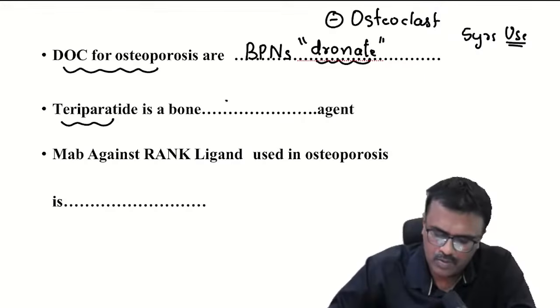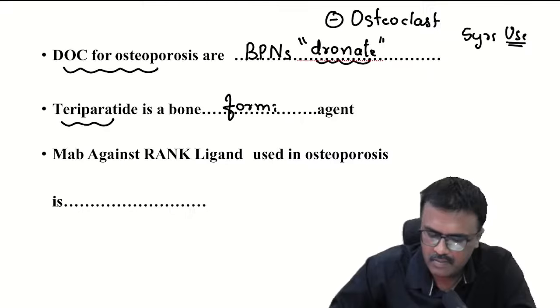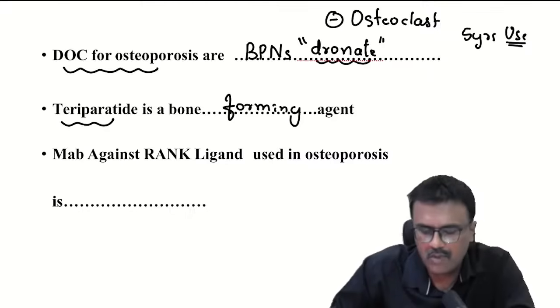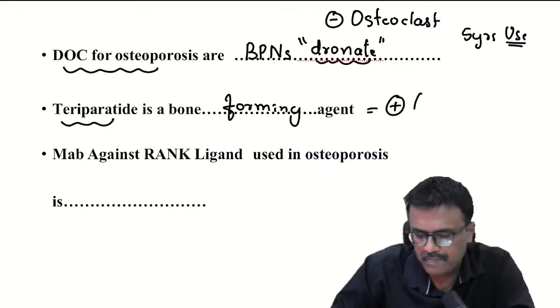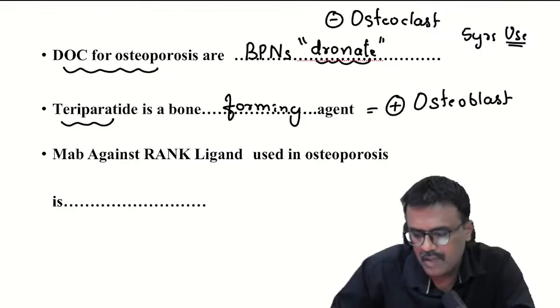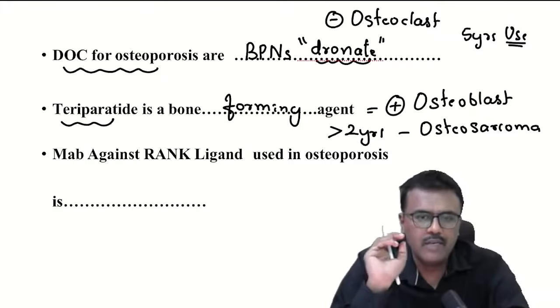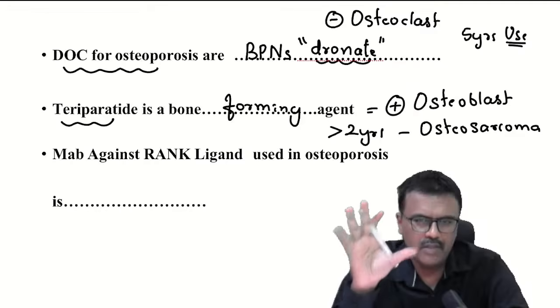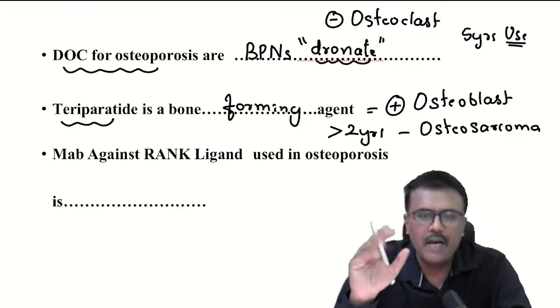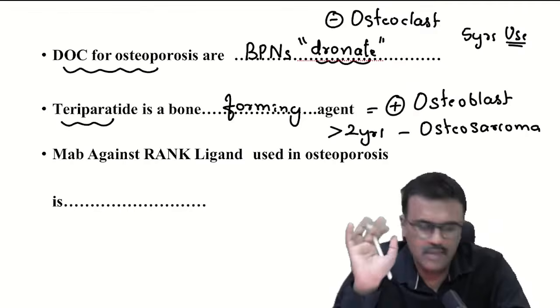Teriparatide is a bone forming agent. Means what? It will stimulate osteoblast. But if you are using it for more than 2 years, it has been shown to increase the risk of a cancer called osteosarcoma. So that is why it should be reserved for severe osteoporosis only. And if you use it for less than 2 years.